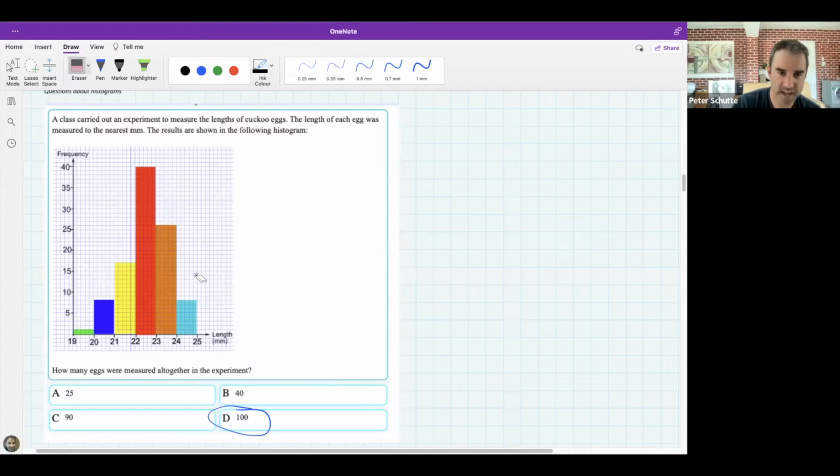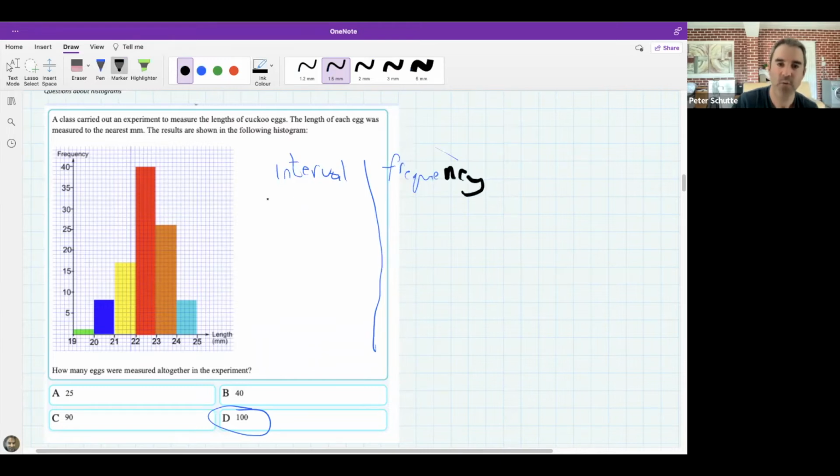Now, what I want you to do next is draw me a data table from this histogram. It's almost like you're going backwards. I want you to think about what the data table would look like. We know we have interval, and we know that we have frequency. Can you recreate this data table?